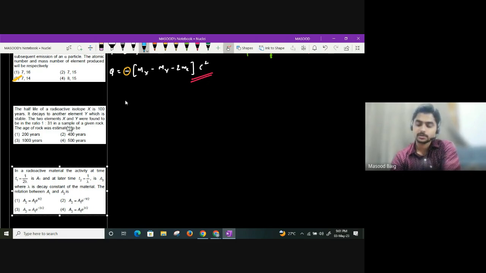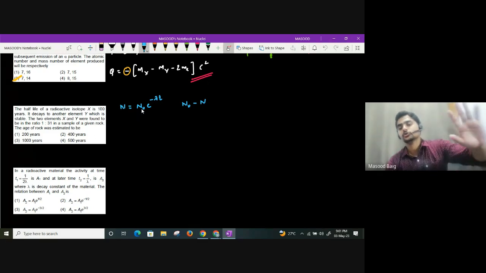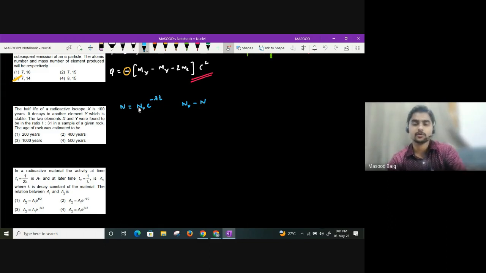So please tell me the general formula. What is the number of nuclei left in the disintegration process? N naught e power minus lambda t. How many nuclei got disintegrated, guys? Initially you had N naught. Now you have N left. N is the number of nuclei left. N naught is the initial number. 10 chocolates you had. Now you have 2. How many did you give? 8. So 8 got disintegrated. Whatever is getting disintegrated, those many of Y will be formed or not.